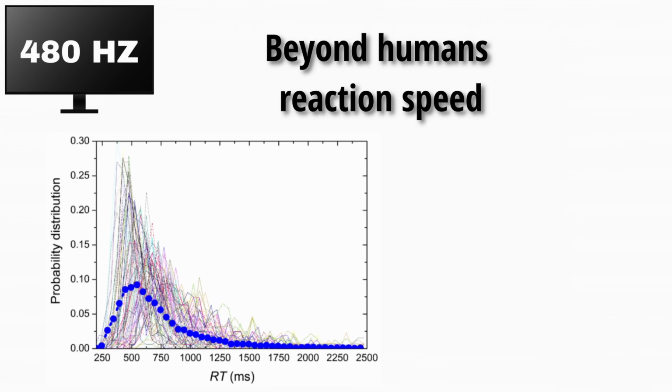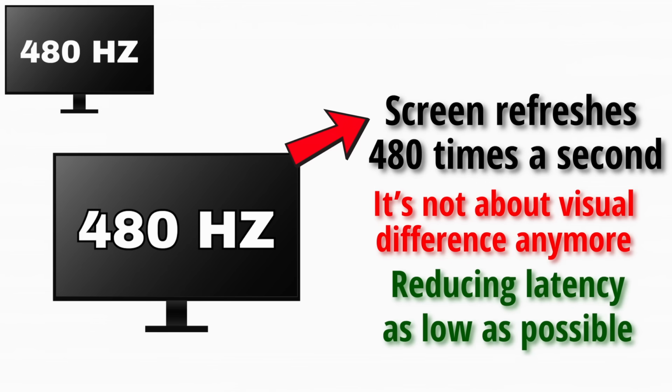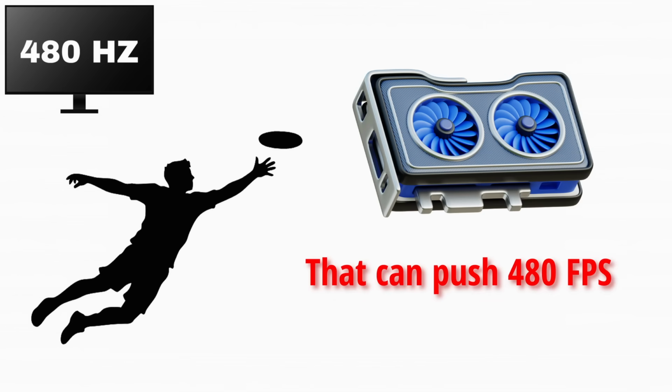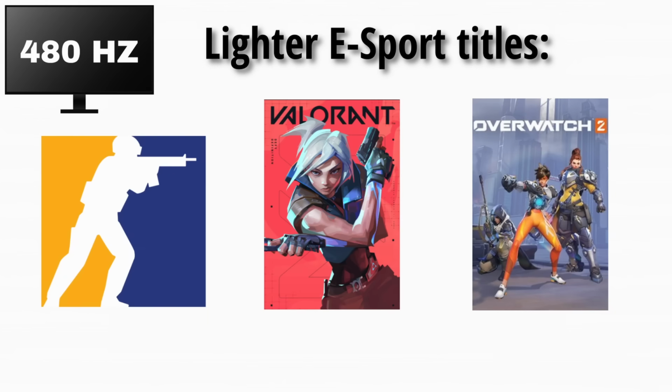480 hertz monitors are where things stop making sense for most people. At this point, we're beyond human reaction speed, but hey, it's still awesome. 480 hertz literally refreshes the screen 480 times a second. It's not about visual difference anymore. It's about reducing latency to the lowest possible level. Every input feels instant, like your mouse is telepathically connected to the screen. Now here's the catch. There aren't many GPUs that can actually push 480 frames per second in modern games. You'd need to play lighter esports titles like CS2, Valorant, or Overwatch 2 on low settings.